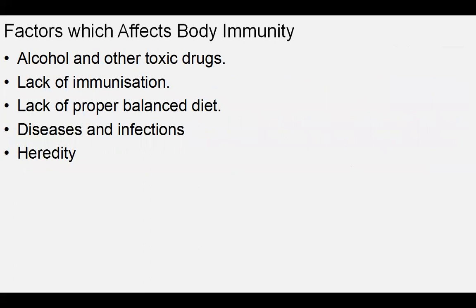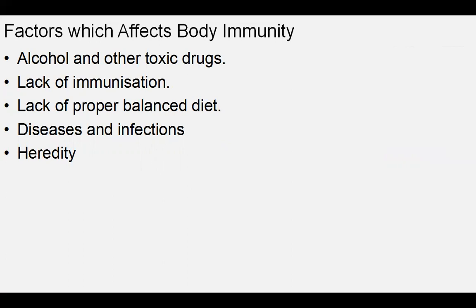Moving on, let's see the factors which affect body immunity. These are the factors that can lead to the decline of body immunity. The first one is alcohol and other toxic drugs. Alcohol and other toxic drugs alter the normal functioning of the body and make the body weak, and so can also affect body immunity.